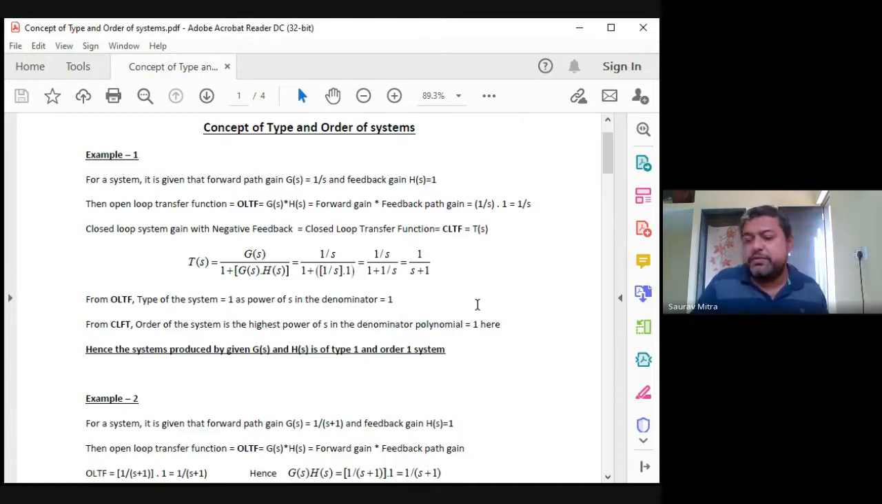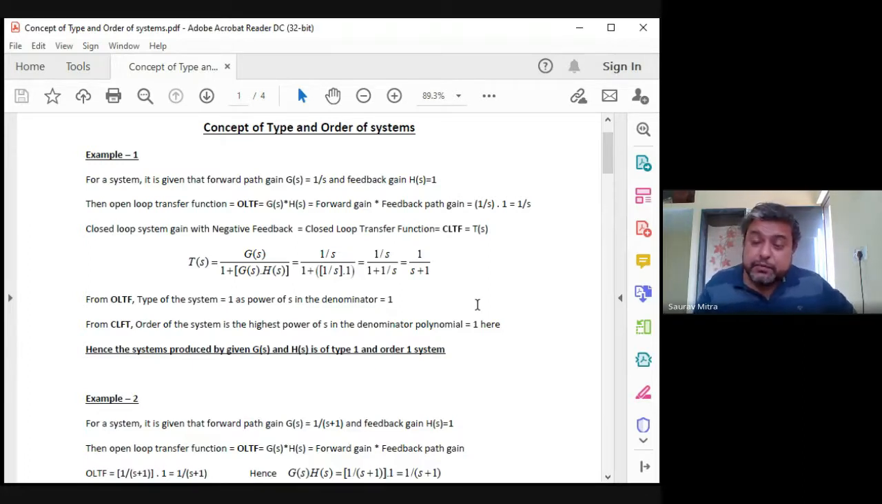The open loop transfer function does not have any physical significance, but 1 by s is the forward path gain. 1 by s is called an integrator, and s is called a differentiator. You know all this. Now 1 by s and 1 are in the forward path and feedback path. Now prepare the closed loop transfer function. What is the closed loop transfer function? 1 by s plus 1.